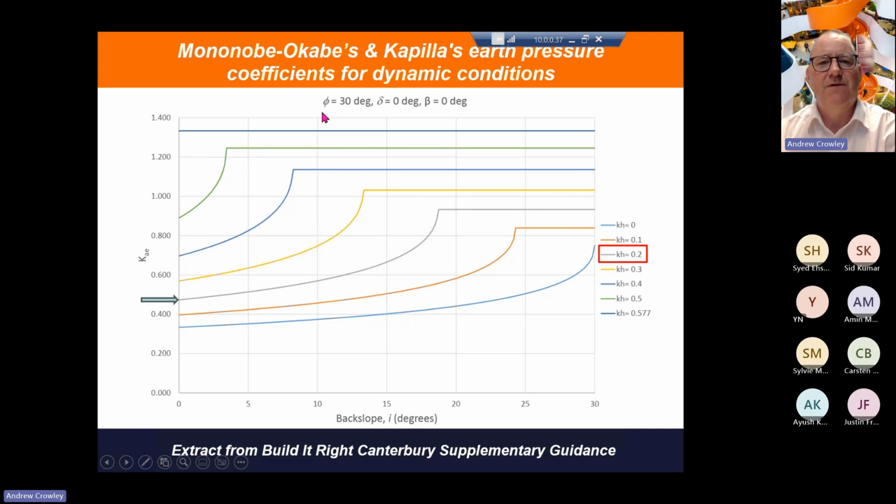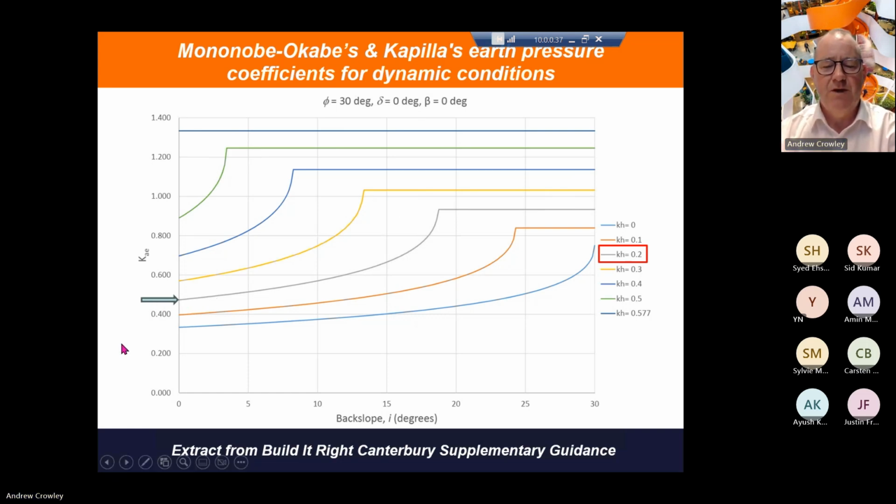And they go through each value or a range of values for phi, delta, and beta, as well as your backslope i. Well, in our case, our backslope is 0, and we've got a phi of 30 degrees, and we've got a delta of 0 and a beta of 0. So our KH, which you'll come across in the example, we've got as 0.2, so we can read that off there.